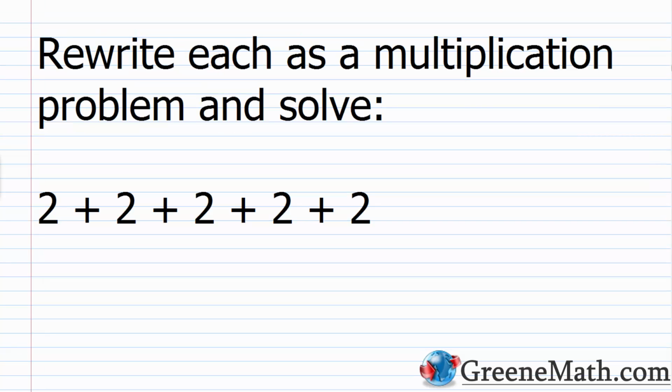Okay, let's look at 2 quick problems. We want to rewrite each as a multiplication problem and solve. So what I have here is 2 plus 2 plus 2 plus 2 plus 2. Essentially I have 1, 2, 3, 4, 5 groups of 2. So this would represent 5 times 2 if we do it using multiplication. And we know that 5 times 2 is 10. And if we go back and verify through addition, 2 plus 2 is 4, 4 plus 2 is 6, 6 plus 2 is 8, and finally 8 plus 2 is in fact 10.